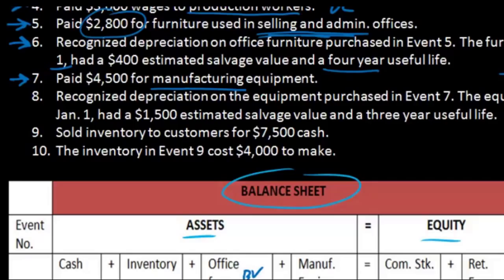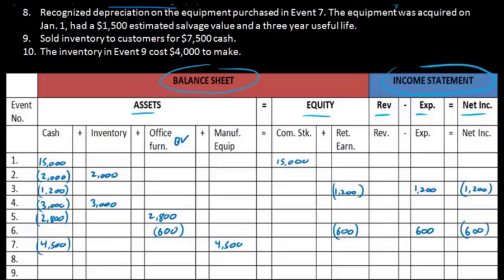Okay, event 7 right here says paid 4,500 for manufacturing equipment. Notice that we're buying a different type, a long-term asset rather. Here we are buying a long-term asset that is used to manufacture a product. So depreciation is going to be handled very differently. But let's just first capitalize this cost in a new asset account called manufacturing equipment. So we'll do that first.